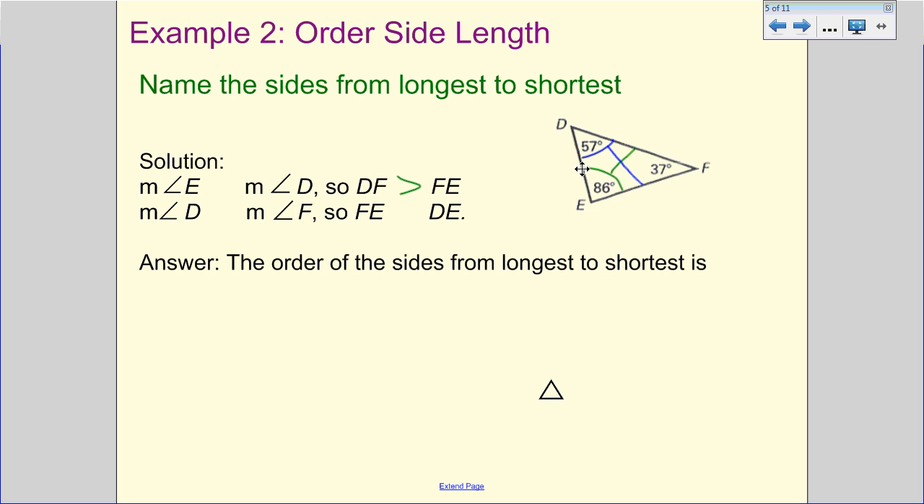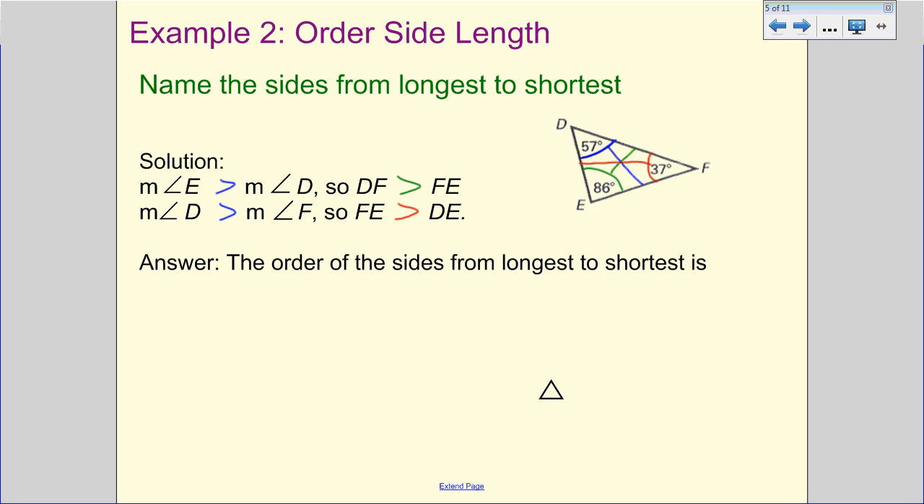Angle D, this angle we put in blue, 57, is greater than angle F, 37, and 37 is across from DE. So that means FE, which was across from the blue, is greater than DE, which is across from the red. So once again, we have to put these things in order.